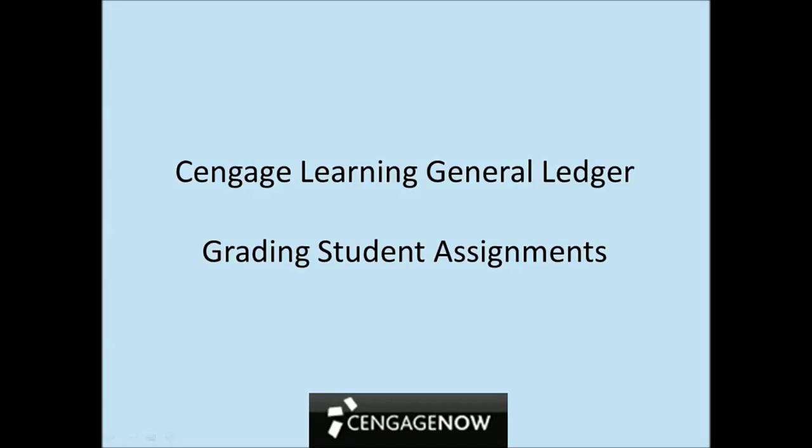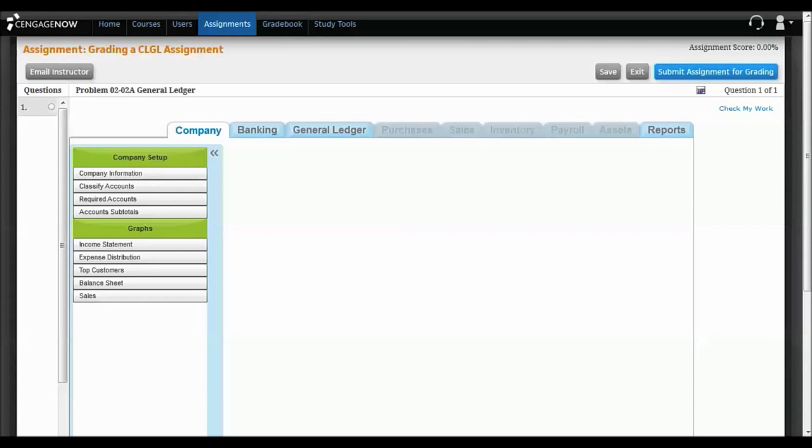In this video, you will learn how Cengage Learning General Ledger grades student assignments. Let's go to a problem that we think is completed and ready for grading. Notice in the upper right of the screen the button that says Submit Assignment for Grading.